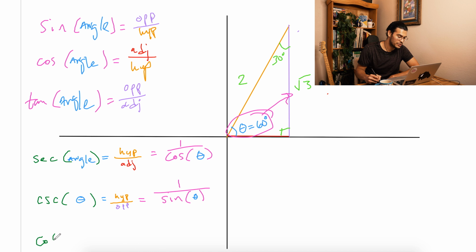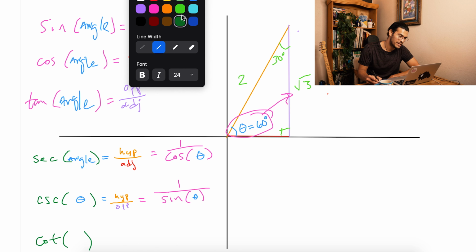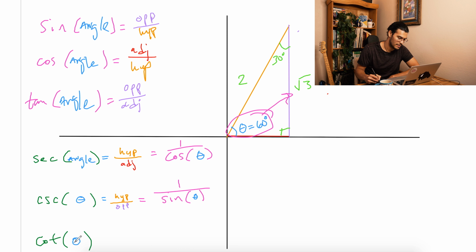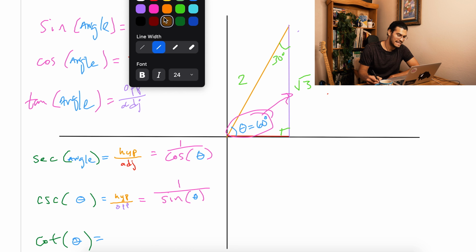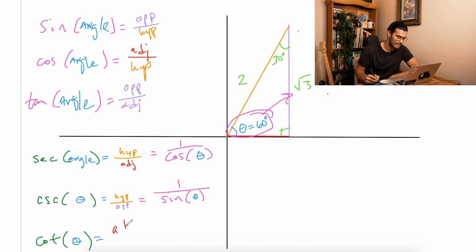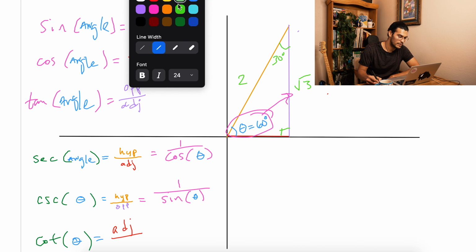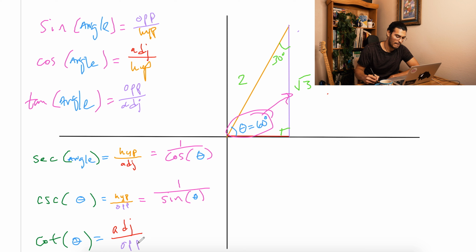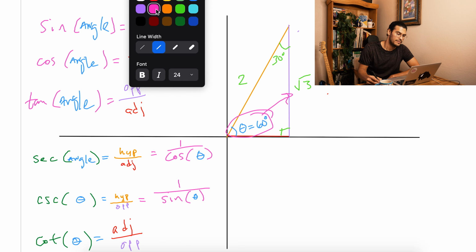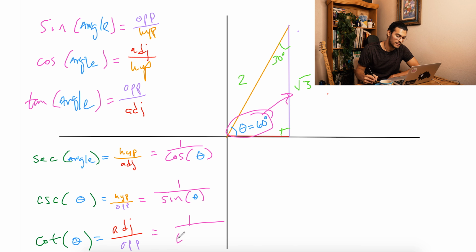So cotangent is kind of nice because cotangent goes with tangent. So cotangent is adjacent over opposite. So in terms of our original 3, sine, cosine, tangent, this one is going to be 1 over tangent of that same angle. The thing to notice is that tangent goes with cotangent.